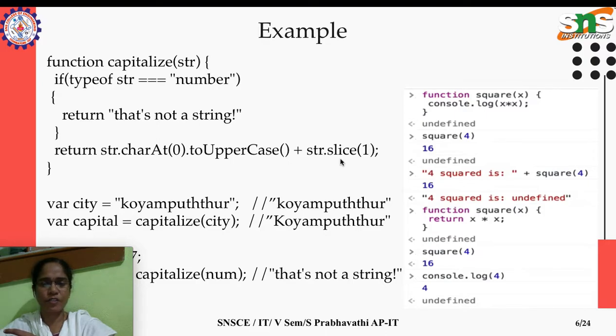There is a function called slice. The string which we are passing here as Coimbatore, it will fetch the characters starting from the first location onwards, from O to the end of the string, and that gets concatenated to the first character which is uppercase. So if we pass an input like this, we will get an output like this.